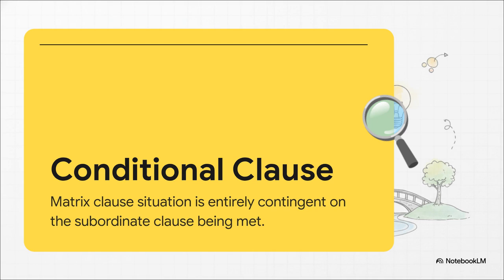Think about it like this. If the weather is fine, then we'll have a barbecue. The actual occurrence of the barbecue, our matrix clause, completely relies on that weather condition being met. No fine weather, no barbecue. Modern linguistics often highlights these relationships by looking at conjuncts like then or in that case. It is a strict logical dependency.